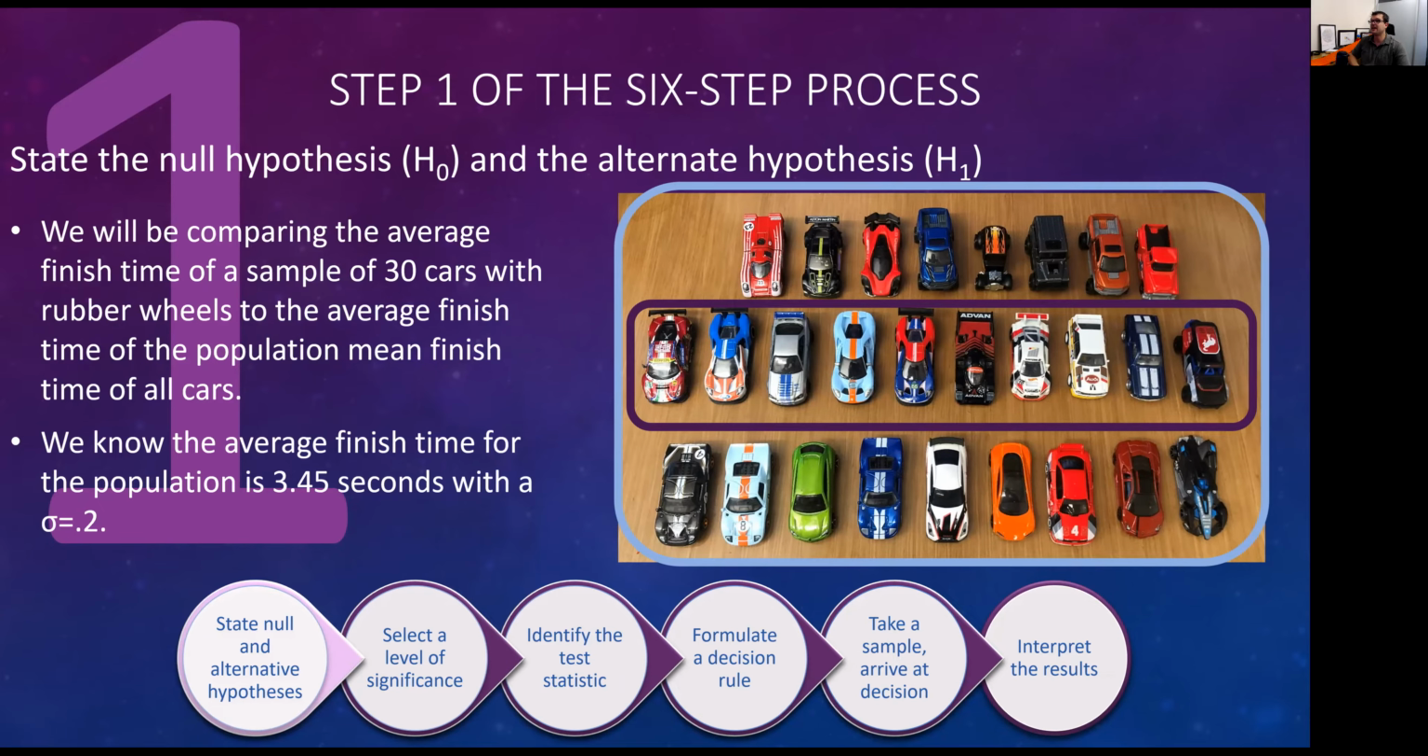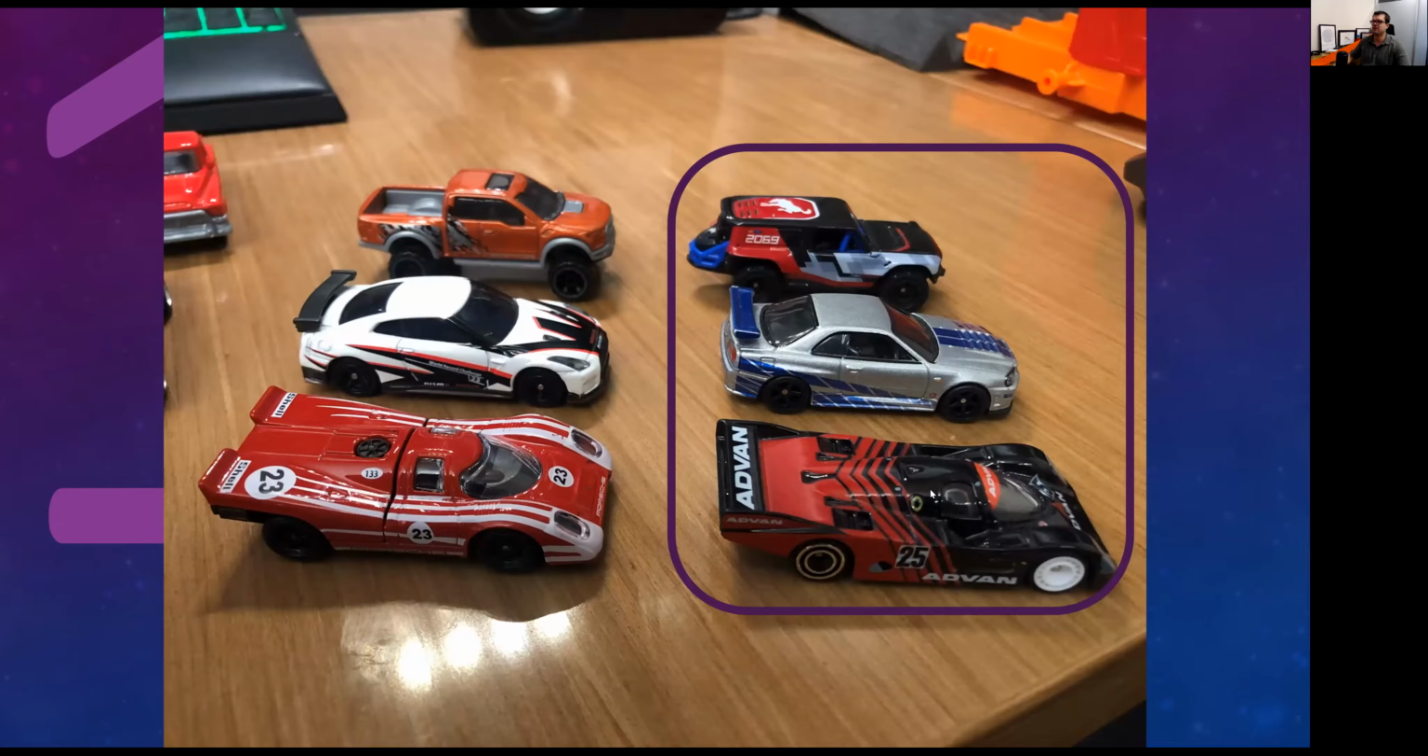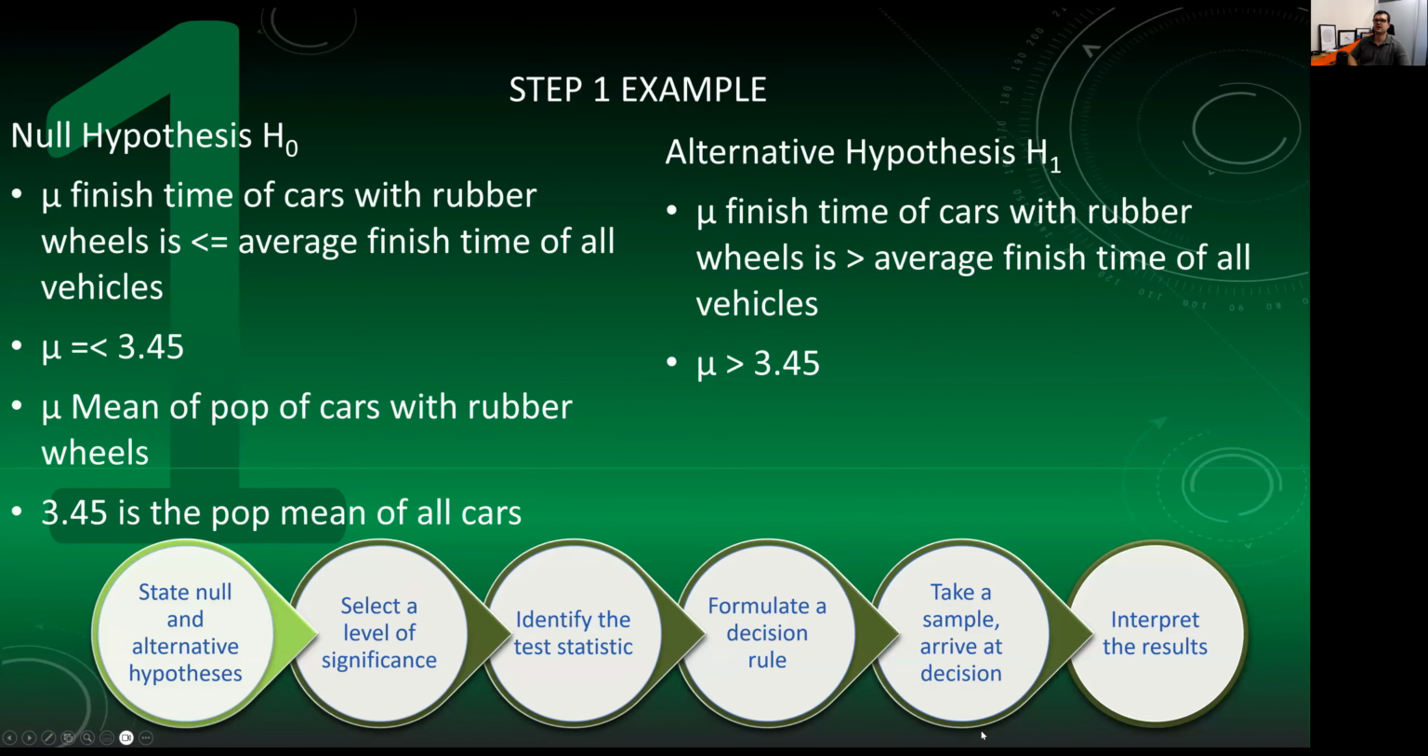And so we're like, hey, are the cars with rubber wheels, is the track time greater, or the finish time greater than the population of all the cars? So once again, we've got rubber wheels on the right-hand side, plastic wheels on the left-hand side, but the entire population. So we've got a population of rubber wheels compared to the population of all cars. Okay, so the null hypothesis.